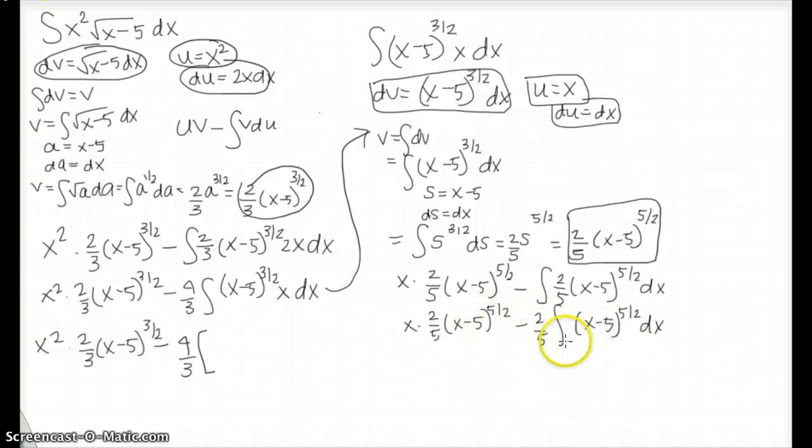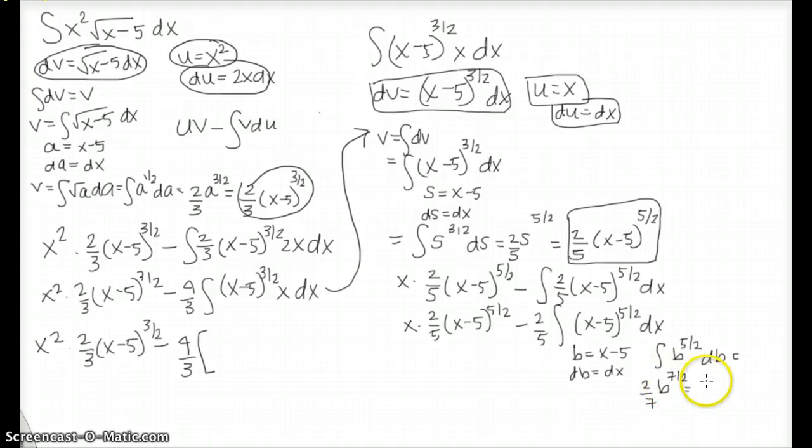I'm running out of letters here. I guess we'll do b substitution. So we'll make b equal to what's inside here, x - 5, and then db is going to be the derivative of this. It's going to be dx. So this integral here, I'm just going to focus on the integral and leave this 2/5 here for now. So this integral is going to become the integral of b^(5/2) db. From there we can integrate it, so we get b^(7/2) times 2/7. And remember, we want to always write it in terms of x.